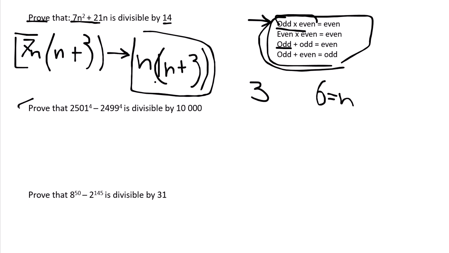The second one may be a little bit more difficult. We have a very large number with a huge exponent, and we need to prove that this is divisible by 10,000. It may seem very difficult at first glance, but you can simplify it to this form. Instead of writing to the power of 4, you can write 2501 to the power of 2, in brackets.